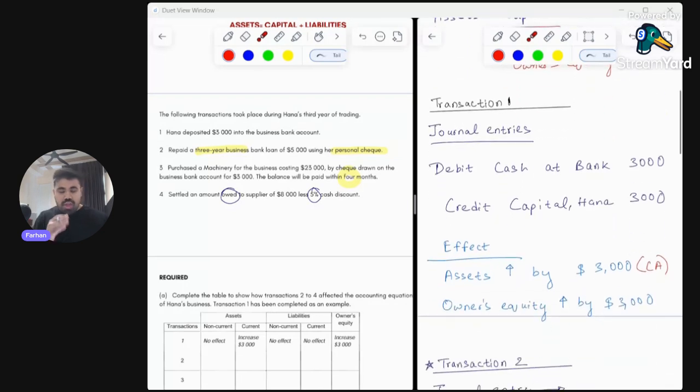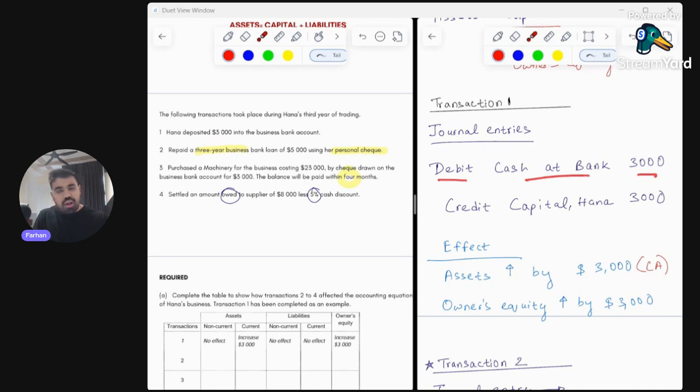When Hannah deposits $3,000 into the business bank account, our funds which are available in the bank account increase in value. Bank account in itself is an asset account, specifically a current asset account. When assets increase in value, we always debit them. Assets by default are also always debited, which means whenever they increase, we debit them. Now that our funds available in the bank account are increasing, our assets need to be debited, and therefore we will debit the cash at bank account by $3,000.